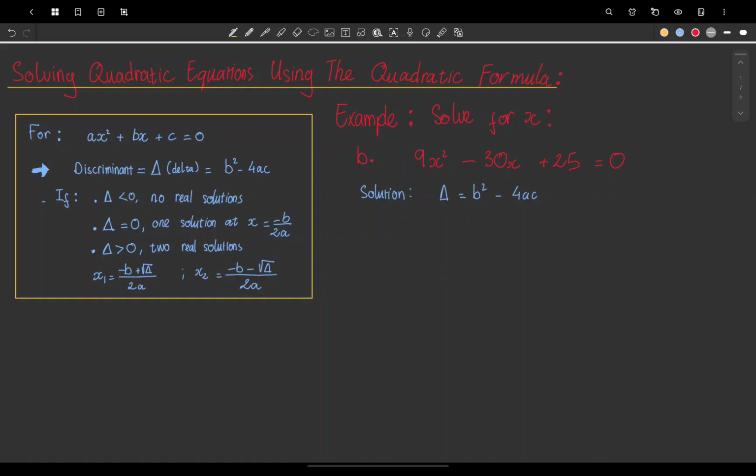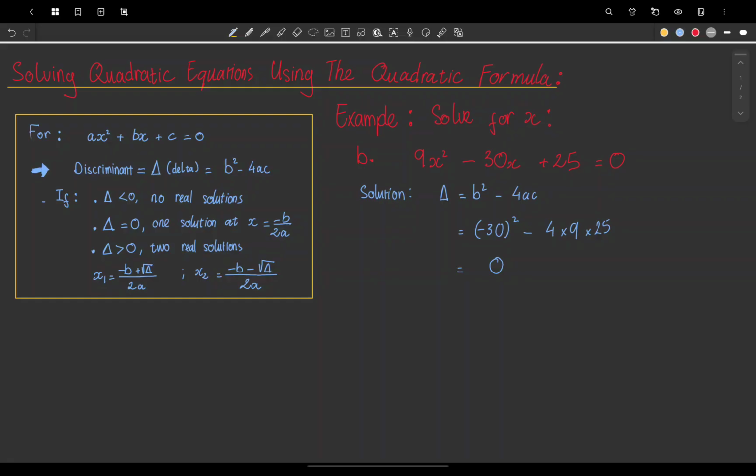Right, so b squared minus 4ac. The coefficient in front of x is negative 30, so I'm going to have negative 30 all squared, and I would have minus 4 times a, which is times 9, and then times c, which is times 25. If you put this whole thing into the calculator, you would get the answer of 0. 30 squared is 900, and 4 times 9 times 25 is also 900.